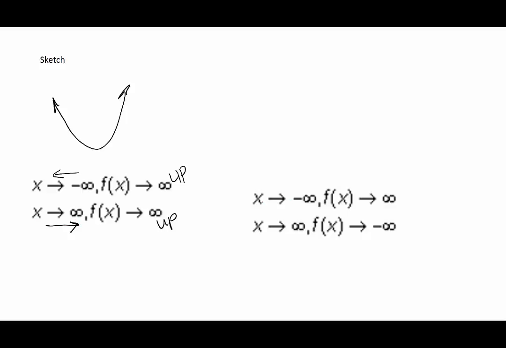Okay, here's another one. As x goes to negative infinity to the left, the function goes to positive infinity. So that says on the left, the function goes up. As x goes to positive infinity, that's on the right, the function goes down. So on the right, the function goes down.